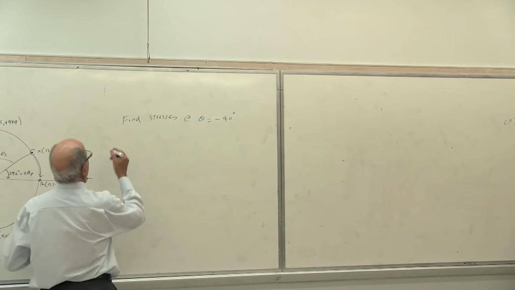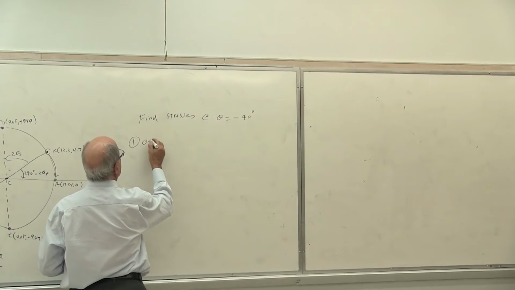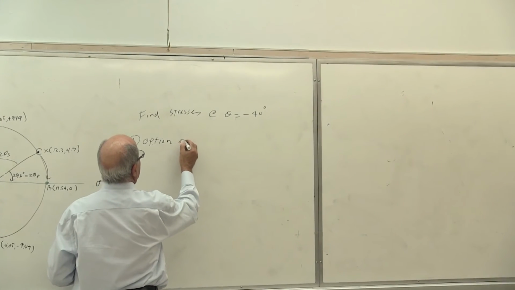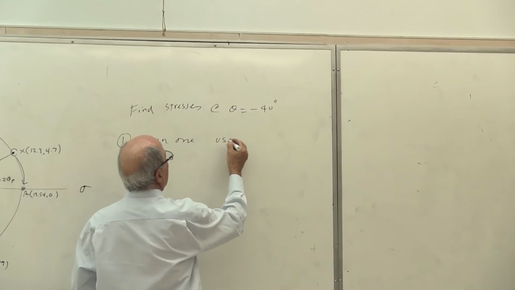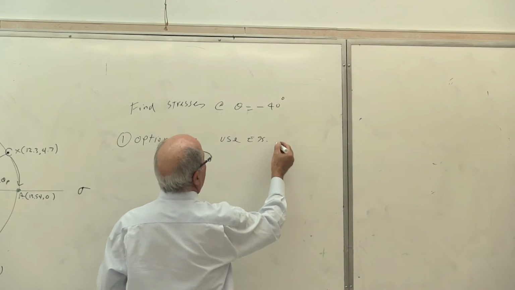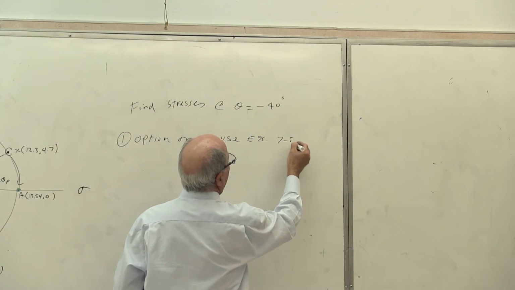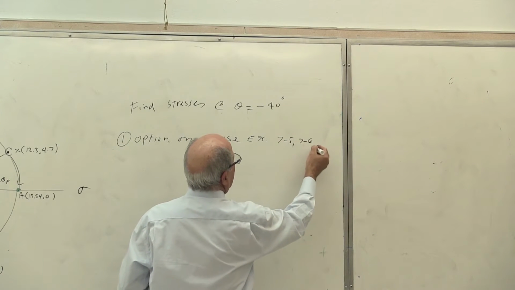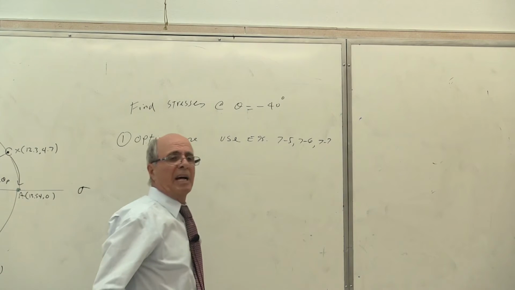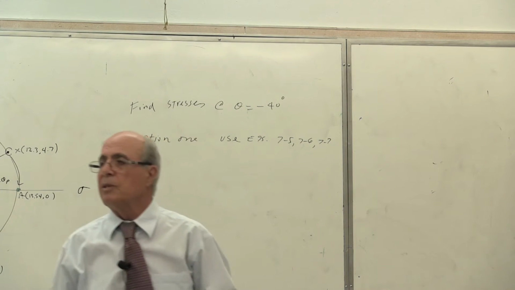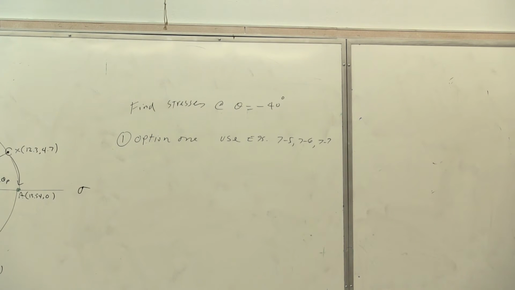As I said, option 1, write it down. Option 1, which is obvious, is to use equations. If you are using equations, it was 75, 76, and 77, which is in the handout, and it was in the book as well. Is that correct or not? But that is one method. The other method, using the Mohr circle.